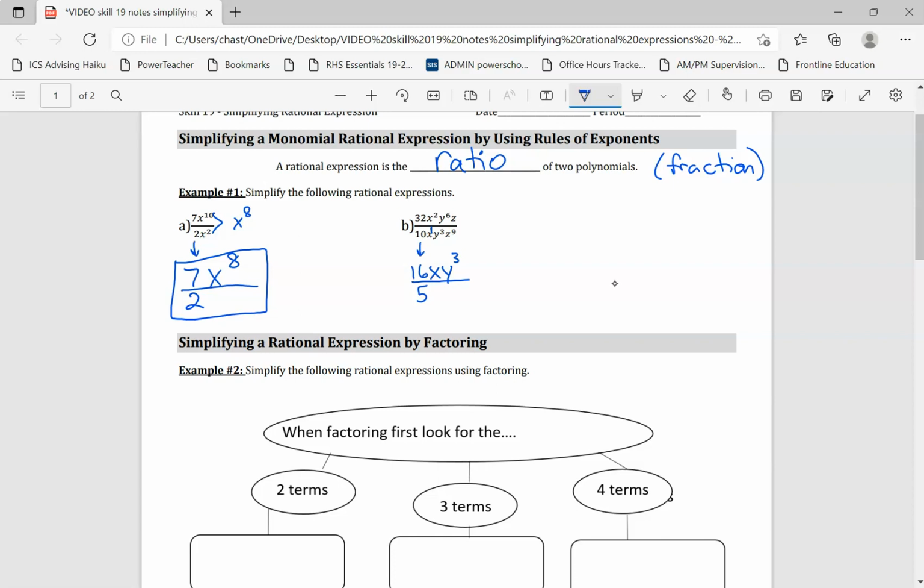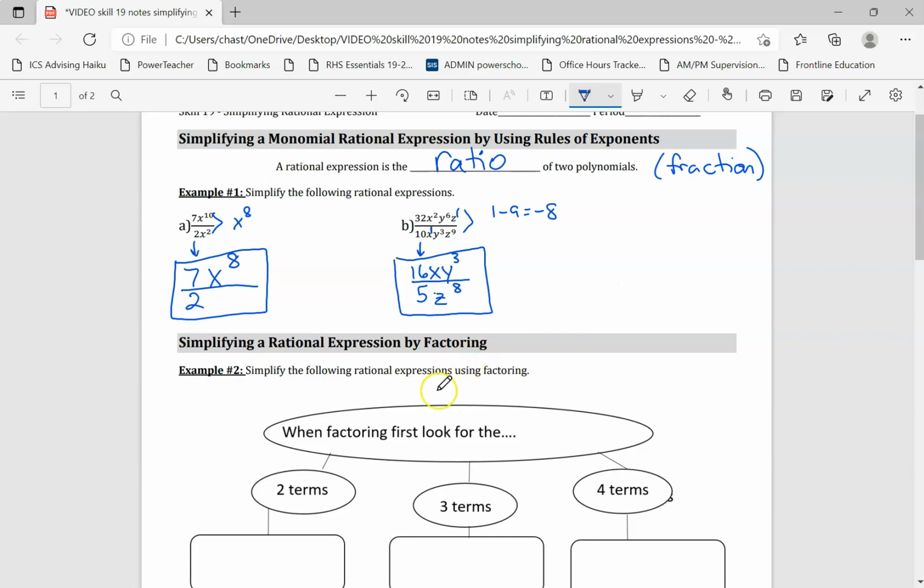And then on the last part with the z's, I've got 1 on top and 9 on the bottom. 1 minus 9 is negative 8. We don't want to have a negative exponent, so I'm going to write that as z to the positive 8 in the denominator. That's how we simplify those. All right, so those you're familiar with.